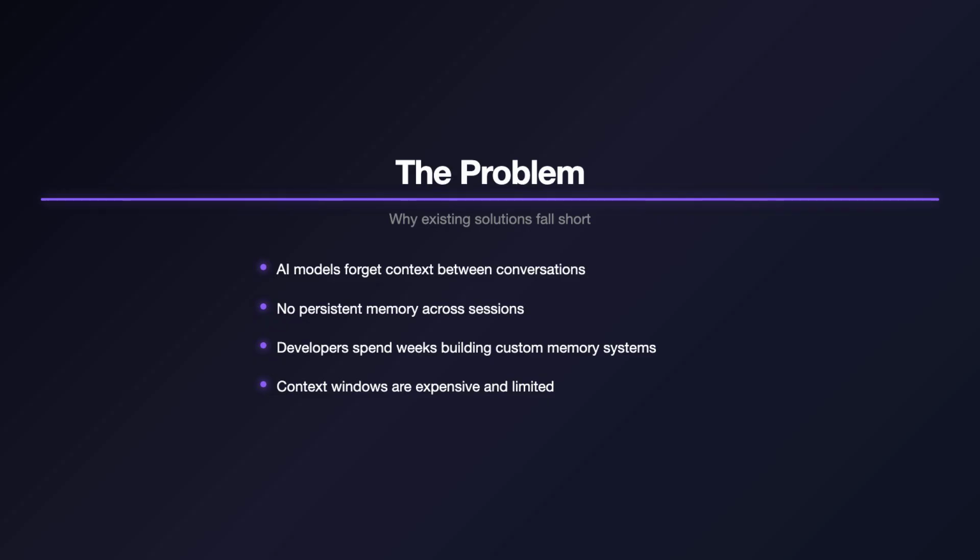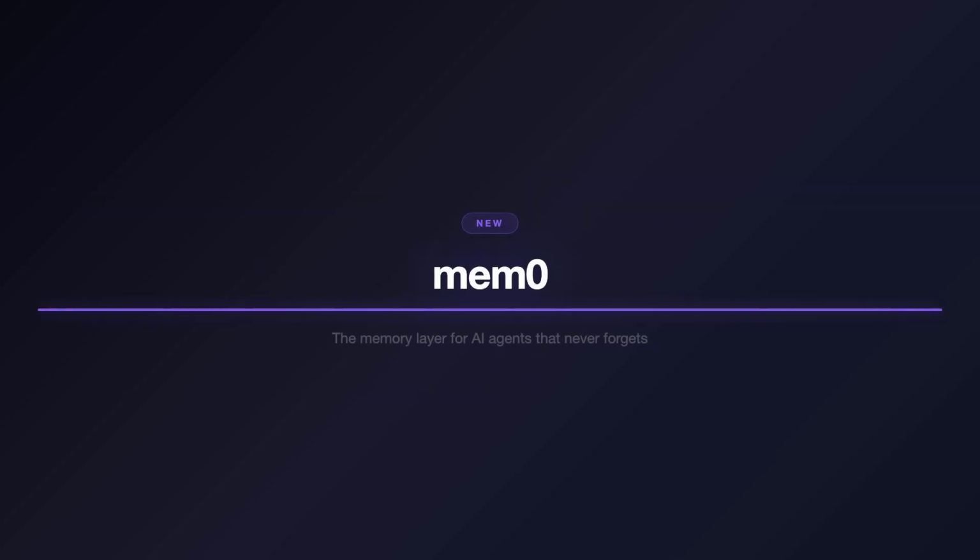What if your agent could just remember? That is exactly what mem0 CLI does. mem0 is a universal memory layer for AI agents. It stores facts, preferences, and context as structured memories that your agent can recall at any time.